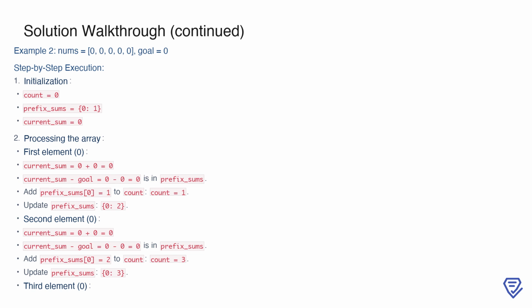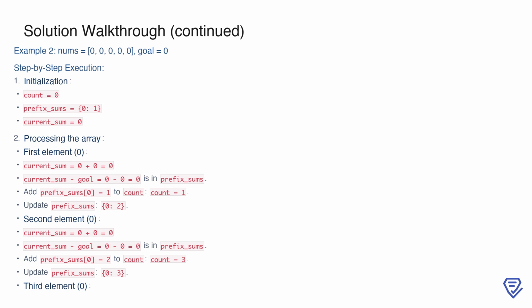For the second element, 0, adding it to current_sum again keeps the sum at 0. The difference of 0 is still in prefix_sums, so we add prefix_sums, 0, which is now 2, to count, resulting in a count of 3. We update prefix_sums once more to show that the prefix sum of 0 has occurred 3 times.